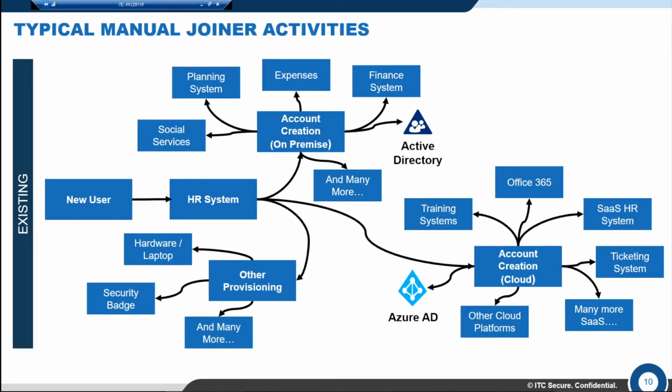Some systems may be automatic after that, but typically we'll probably have to enrol those users into maybe the expenses system, the finance system, maybe they work in social services, so we have to enrol them into the social services system, and lots more apps. But we can do more. We know we need to do more than that from a joiner.